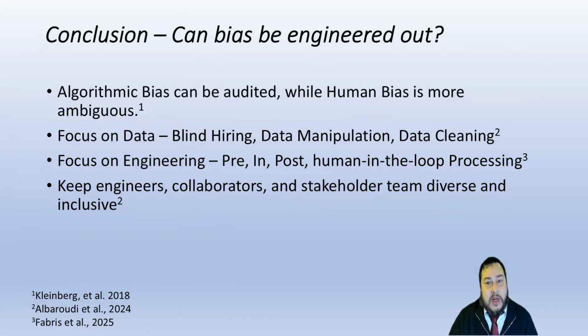In conclusion, can bias be engineered out of applicant tracking systems? Unlike a hiring manager's internal reasoning, algorithmic decisions can be audited. We can measure disparities, test for fairness, and if found, retrain the models. Research shows that we have tools to detect and correct bias that simply don't exist in human hiring. Reducing bias requires three things, though. Firstly, a focus on the data through blind hiring, data cleaning, and careful feature selection. Secondly, a focus on engineering using pre-processing, in-processing, post-processing, as well as human-in-the-loop oversight.